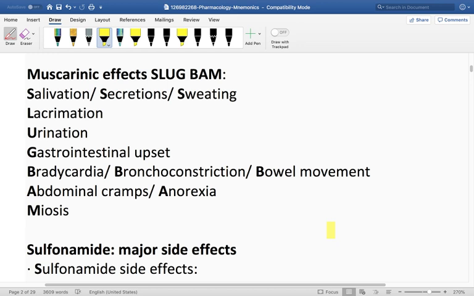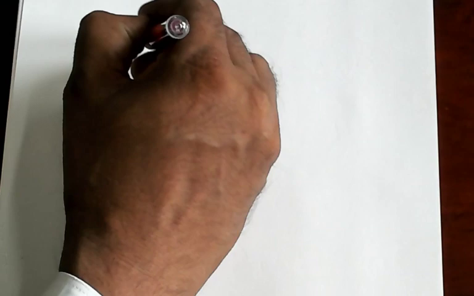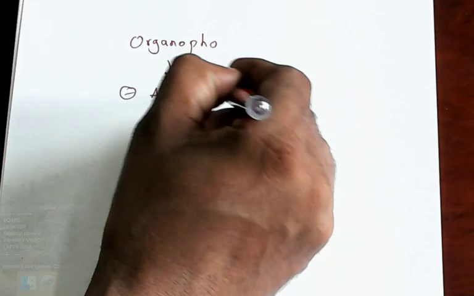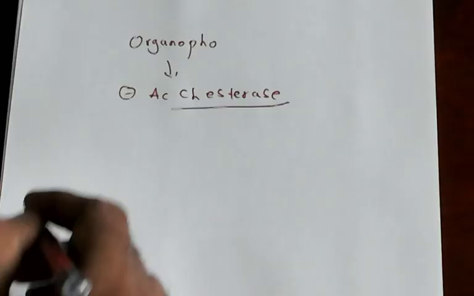Now comes the muscarinic effects. If the muscarinic receptors are stimulated, what will happen? SLUMBAM, that is salivation, secretion, sweating. That is the reason if you take organophosphorus poisoning, what will happen in organophosphorus poisoning, doctor? Let us try to understand what happens. Organophosphorus compounds are the inhibitors of acetylcholinesterase, right? Which breaks down the acetylcholine.